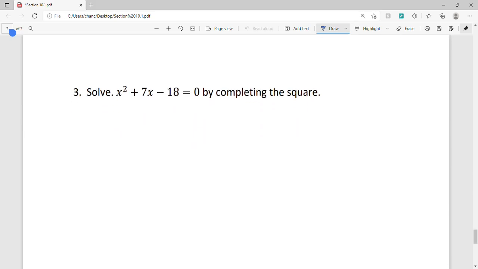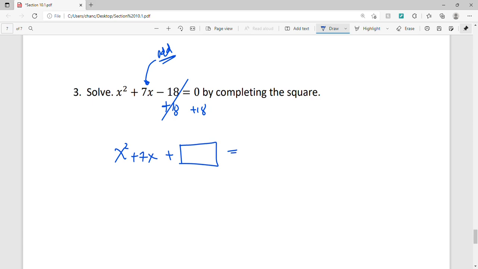Now this is going to be more difficult than the previous problem because the middle term is odd. And since it's odd, it's not going to be divisible by 2. So we'll start by adding the 18 to both sides. And this gives me x squared plus 7x, we'll leave ourselves some space, equals 18. Again, leave yourself some space for both sides.